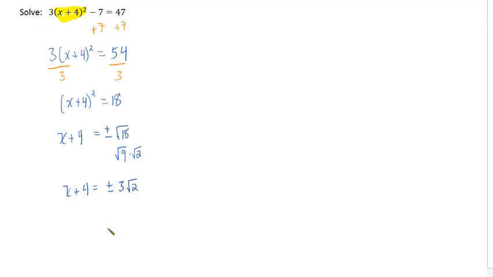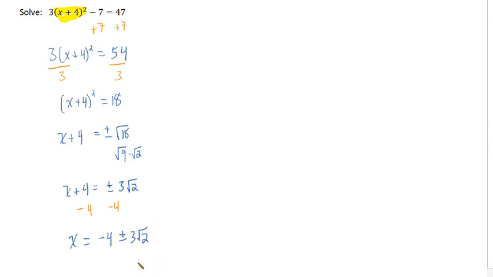Now I want to isolate the x variable. So I'll subtract 4 from both sides of the equation. And what we normally do is write the 4 first. So I'll write this as x is equal to negative 4 plus or minus 3 times the square root of 2.